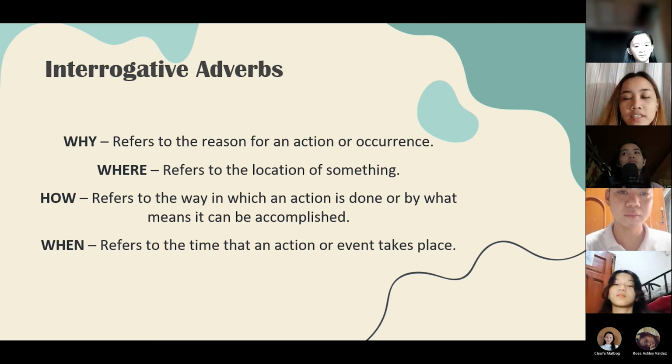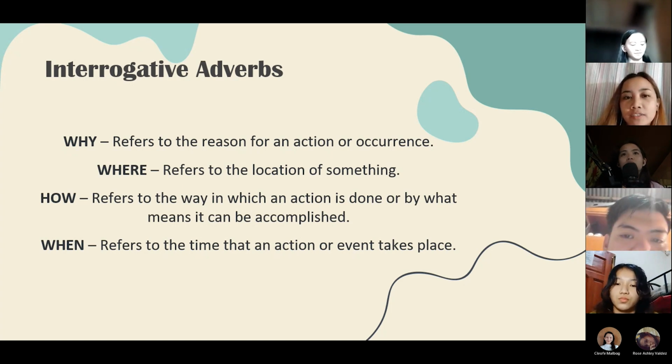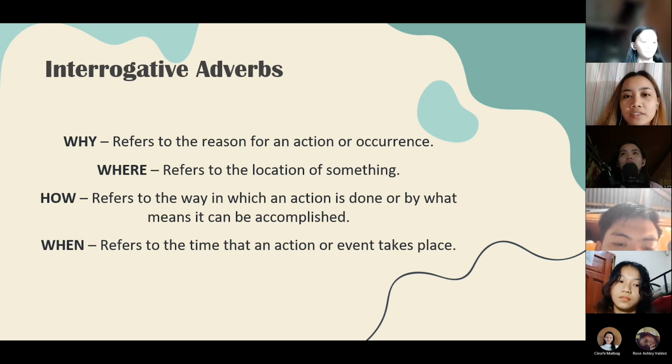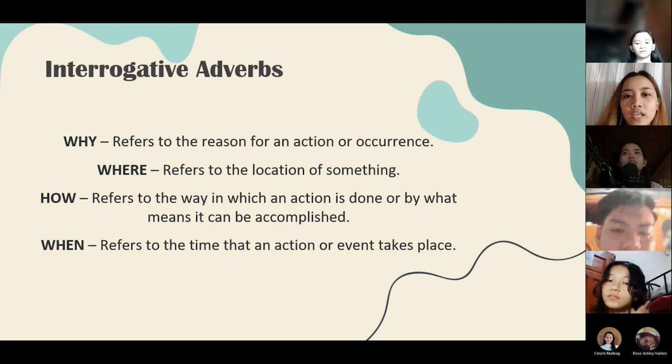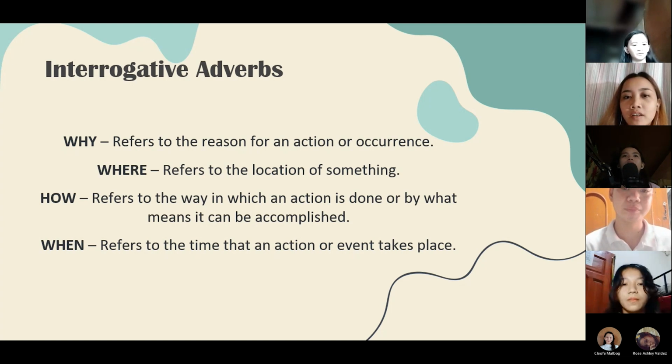Now let's have the interrogative adverbs, which is an adverb that asks a question about place, time, and manner or reason. Here we have why, which refers to the reason for an action or occurrence. Where refers to the location of something, and how refers to the way in which an action is done or by what means it can be accomplished. And lastly, when, which refers to the time that an action or event takes place.